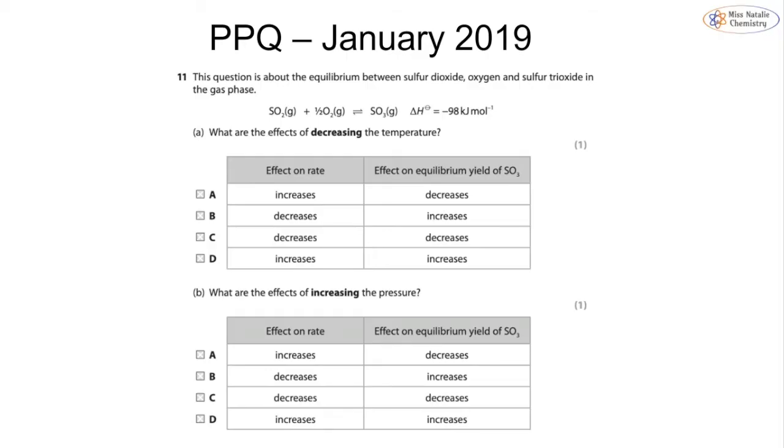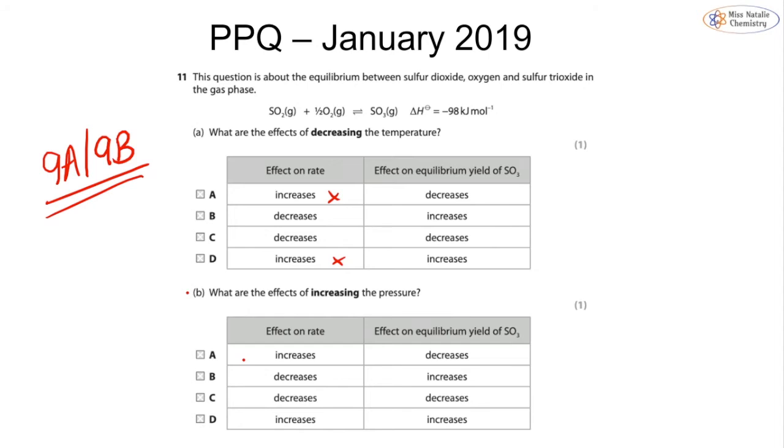Now this is actually going to combine 9A and 9B. You will find that kinetics and equilibrium are typically asked in the same sorts of questions because they do have a massive overlap. So a decrease in temperature, we know from 9A, is automatically going to have a decrease in our rate of reaction. So we can get rid of A and D right away. So we know our answer must be B or C.